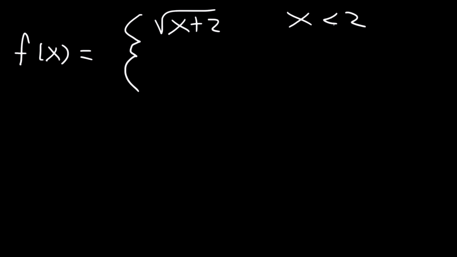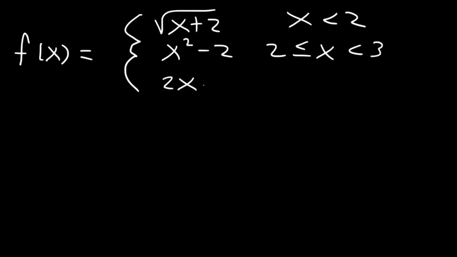So let's say that the function f of x is equal to the square root of x plus 2 when x is less than 2, and it's equal to x squared minus 2 when x is between 2 and 3, and it's equal to 2x plus, let's say, 5 when x is equal to or greater than 3. So go ahead and prove that the function is continuous or discontinuous at 2 and 3.